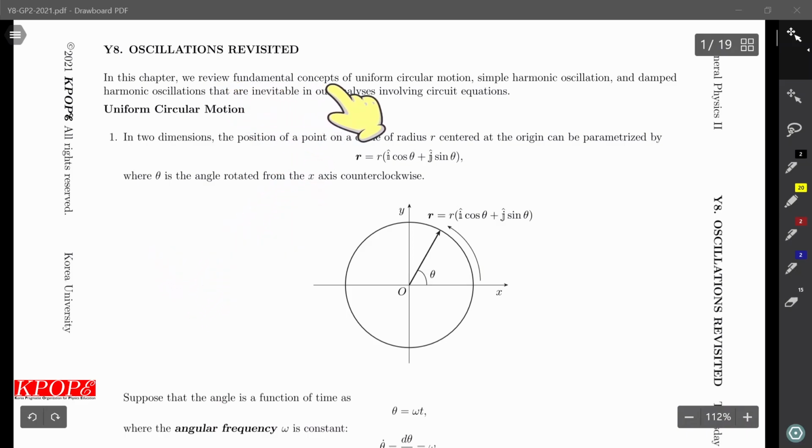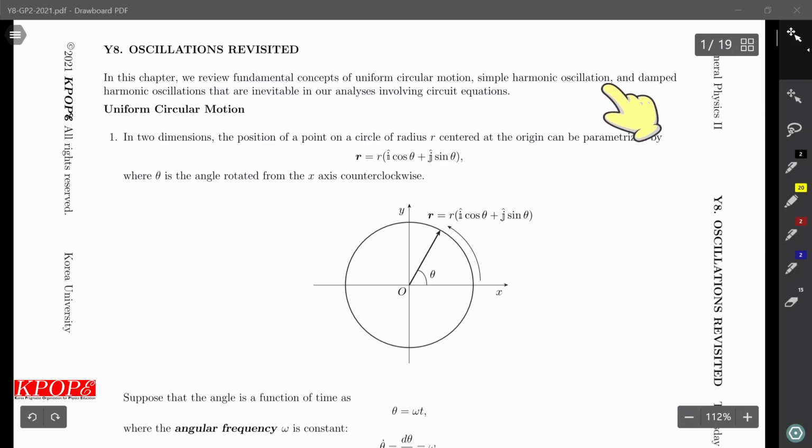We review fundamental concepts of uniform circular motion first. The angular speed is constant on the plane. The motion along a circular orbit with the constant angular speed is called the uniform circular motion. And the projection of a uniform circular motion along either x or y axis satisfies the simple harmonic oscillation.